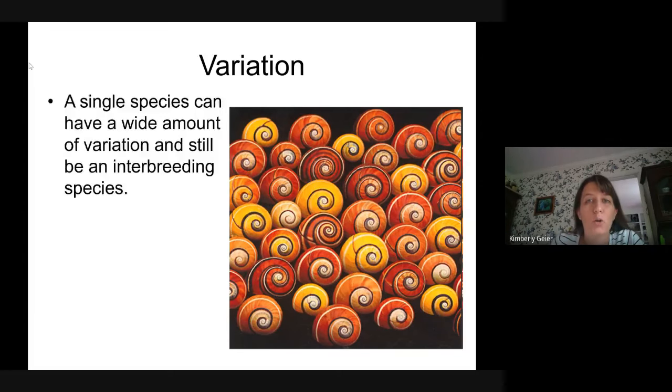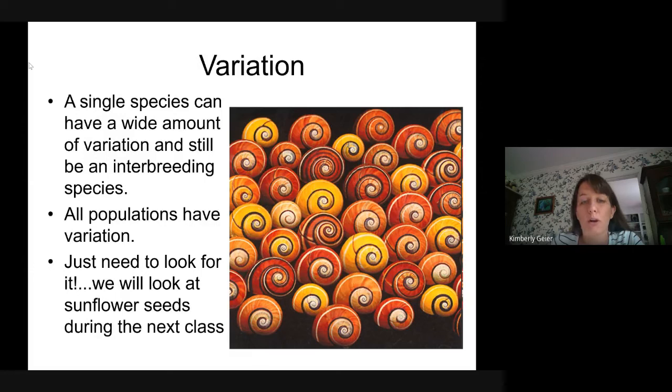Variation, we mentioned with talking about Darwin, because variation is that a single species can have a wide amount of variation and still be an interbreeding species. So maybe you remember these snails that we worked on identifying a couple times ago. All of these snails are actually the same species in this picture, and this was one of the types of snails that you worked at identifying. All populations have variation, and we just need to look for it. And we're going to look more closely for variation in a lab that we're going to do when we have some in-person time.